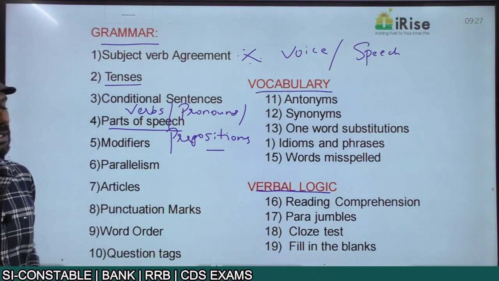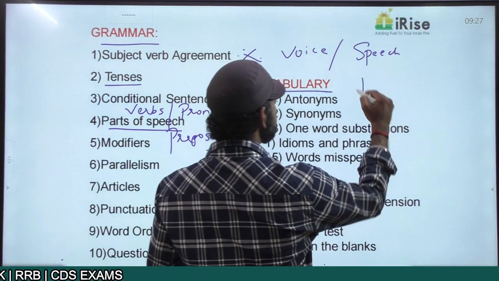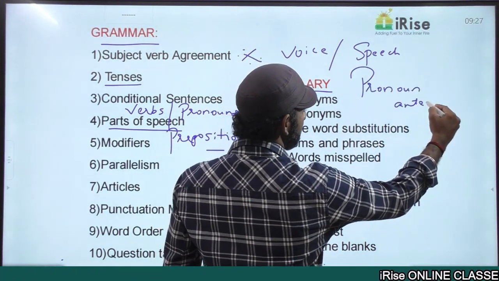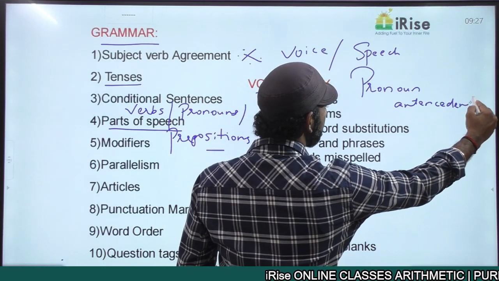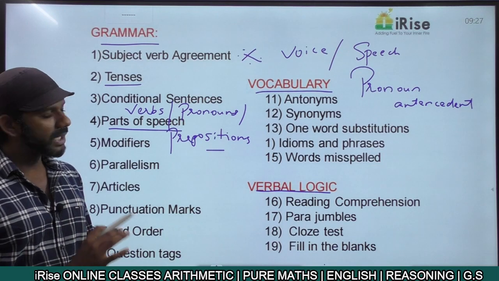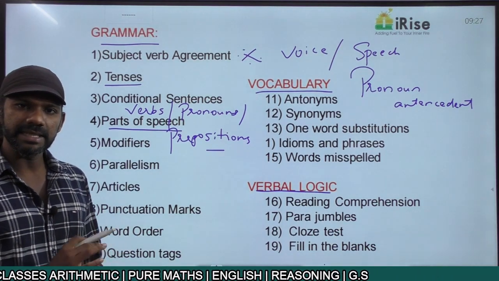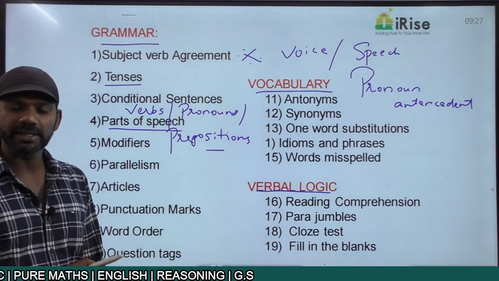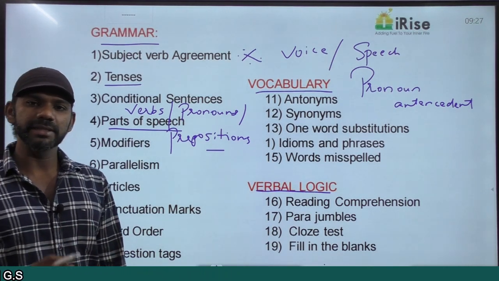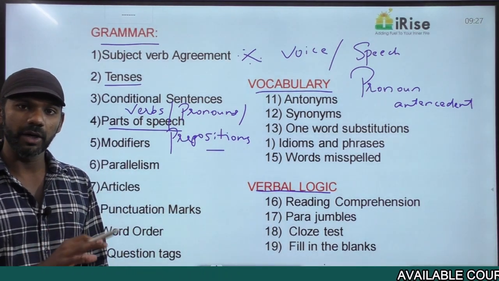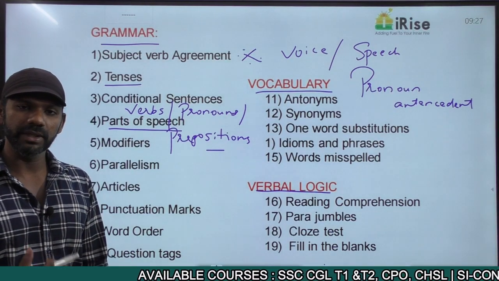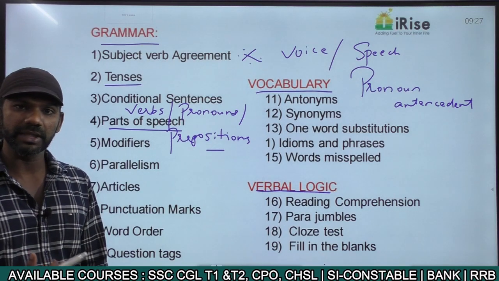There is a concept called pronoun antecedent. You know what a pronoun is. Any word that substitutes a noun, or any word that is used in the place of a noun, is termed a pronoun. Pronoun antecedent: A-N-T-E, ante, is a prefix meaning pre. Pre means before. Pronoun antecedent means every pronoun must refer to a noun before it. Without a noun, we cannot have a pronoun. A singular pronoun can refer only to a singular noun, and a plural pronoun can refer only to a plural noun.